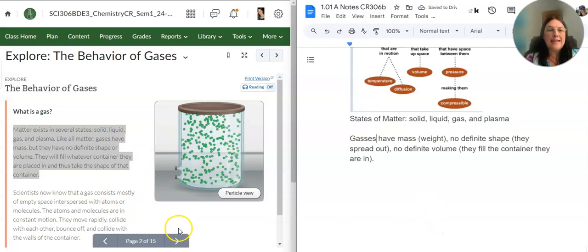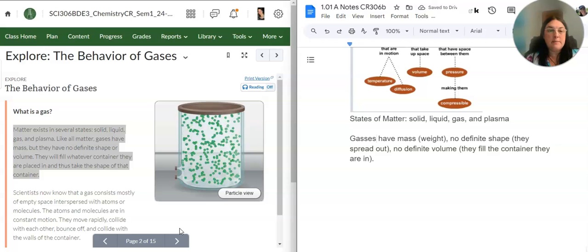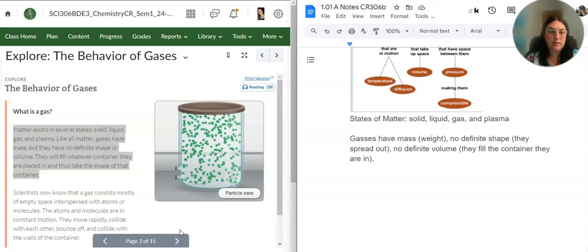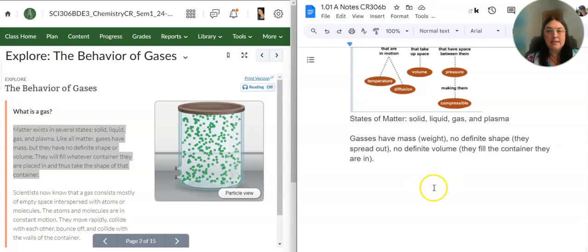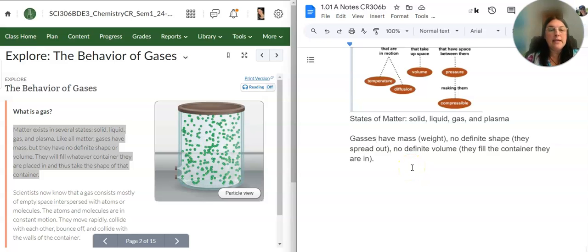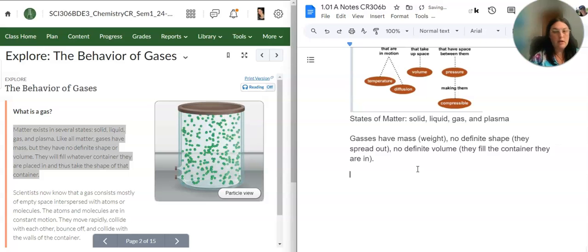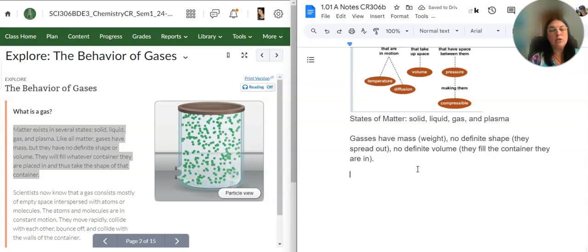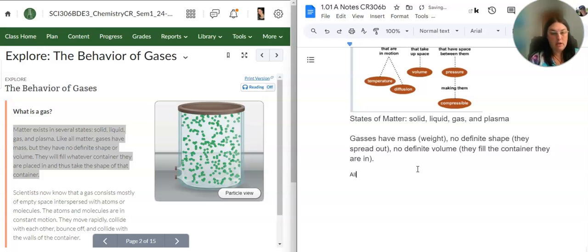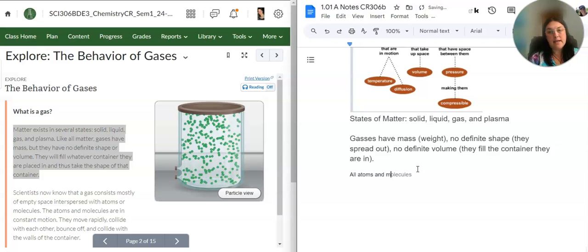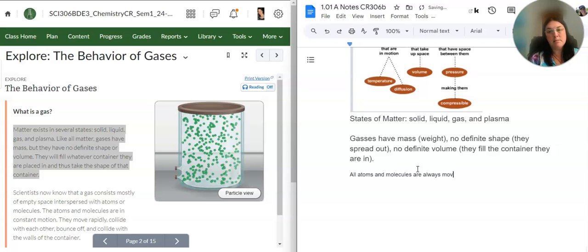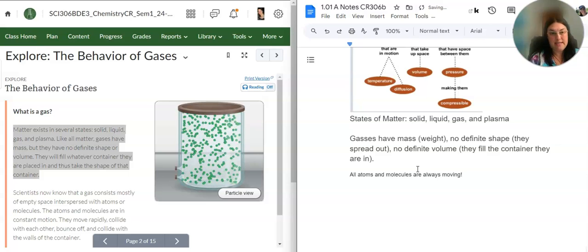Scientists know that a gas consists mostly of empty space interspersed with atoms or molecules. The atoms and molecules are in constant motion. They move rapidly, collide with each other, bounce off, and collide with the walls of containers. All right, so this is a huge thing in chemistry. All atoms and molecules are always moving. That is a huge idea.